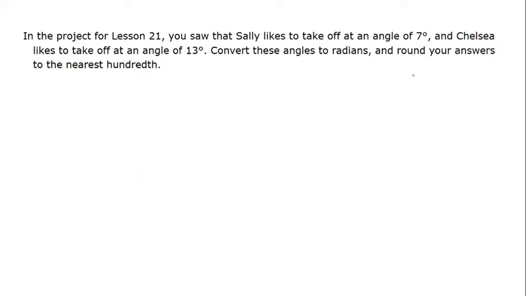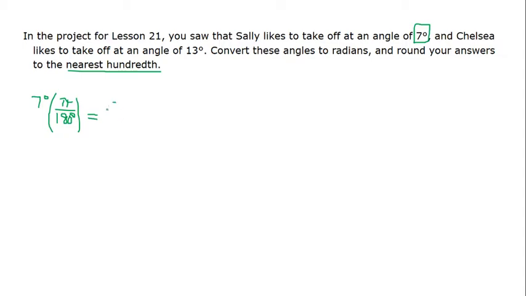Alright, so let's start out with Sally. She has an angle of 7 degrees. So we're going to take that 7 degrees. If you remembered how to convert to radians, we multiply our degree measure times pi over 180. Now usually we would leave our pi in our answer, but they say they want our answer rounded to the nearest hundredth. So that means that in my calculator I'm just going to type in 7 times pi divided by 180. And I'm going to get an answer.